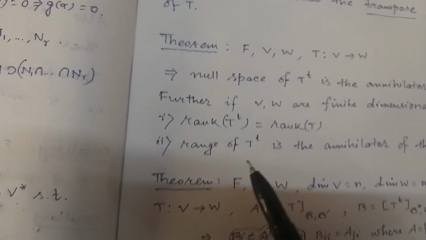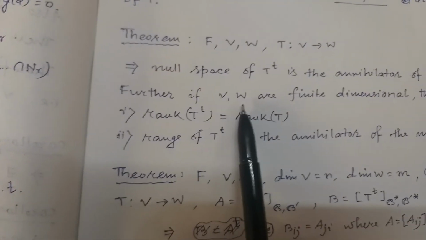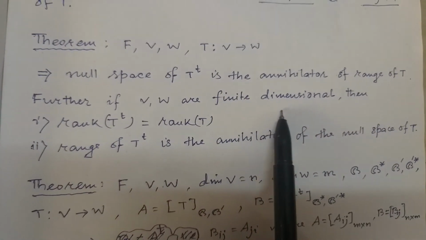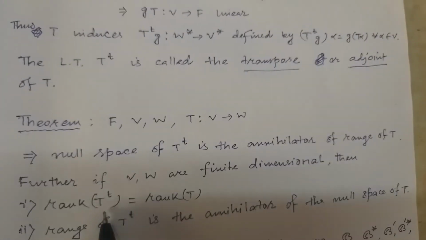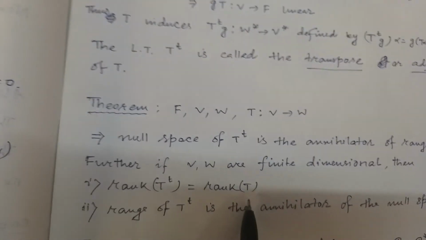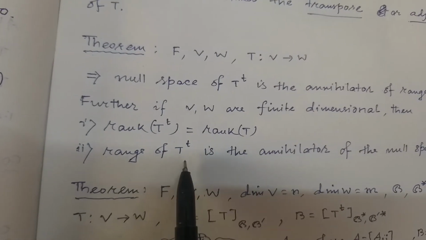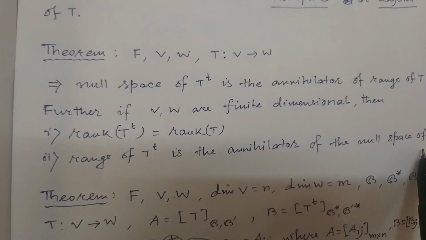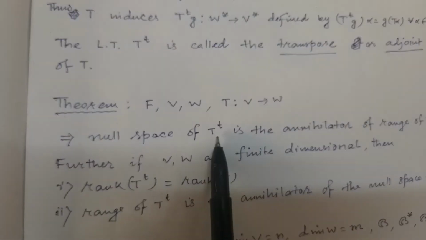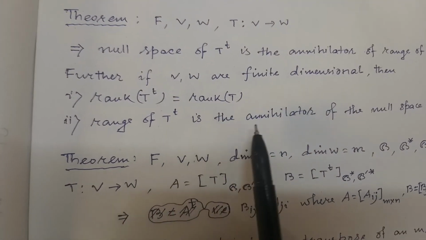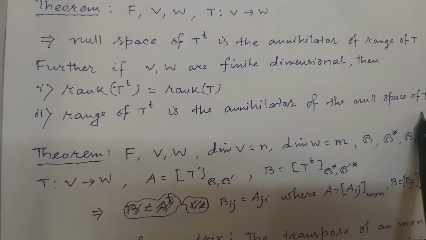Further, if V and W are two finite dimensional vector spaces, then the rank of T transpose and the rank of T will be equal, and the range of T transpose is the annihilator of the null space of T. As we have the null space of T transpose is the annihilator of the range of T, here the range of T transpose is the annihilator of the null space of T.